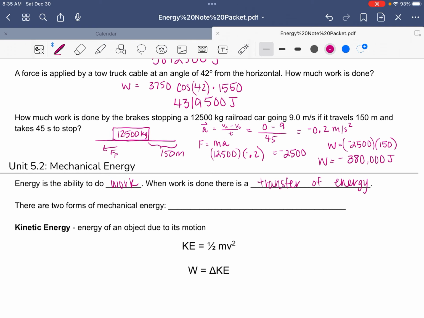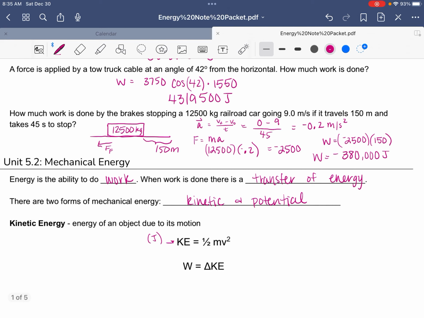So there are two forms of mechanical energy. We have kinetic and potential. To start off, we're going to talk about kinetic energy. Kinetic energy is the energy of an object due to its motion. So anything that is moving has a type of kinetic energy. Kinetic energy is measured in joules.